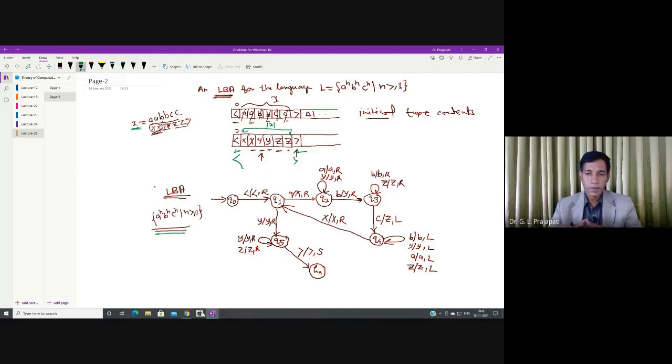So we have the LBA for the context sensitive language, which means we have the recursive language, and for it you have a device, which is the LBA. If you have some context sensitive language, we will have some LBA. Okay. At home, as an exercise, you can take some different context sensitive languages and try to construct the LBA for them, and you can practice like this.